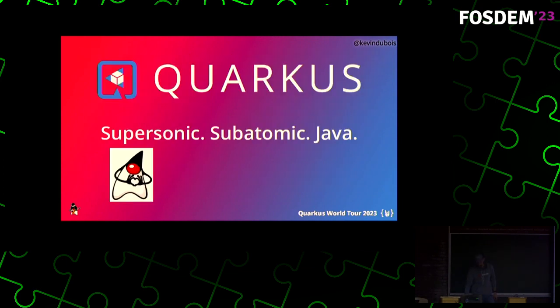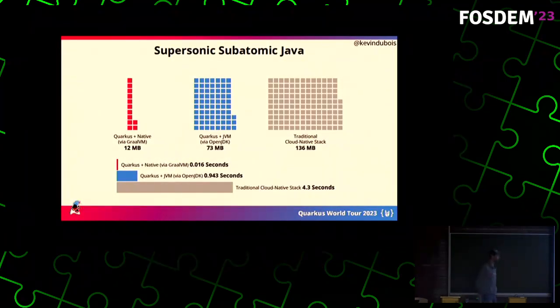And so that's where Quarkus started, was kind of invented, I guess, because it's a framework that uses Java, but we call it supersonic because it starts up very fast, subatomic because it's very small, smaller than an atom, and it's still Java.